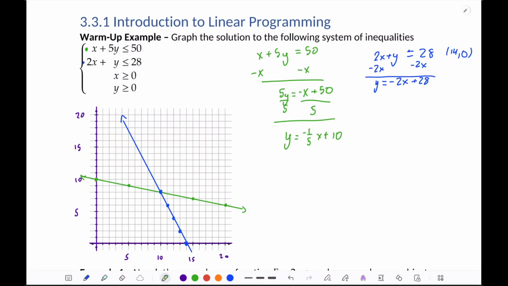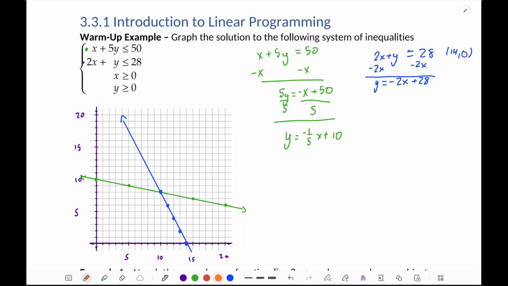And I see 1, 2, 3, 4 regions. Now these two regions right here look unbounded because this goes on. But if you remember, this green line will eventually cross right here, and this blue line will eventually cross up here somewhere. So we got 1, 2, 3 bounded regions, 1 unbounded region.